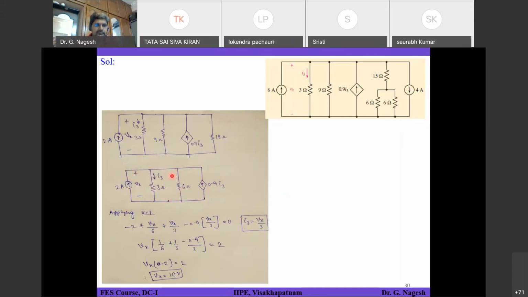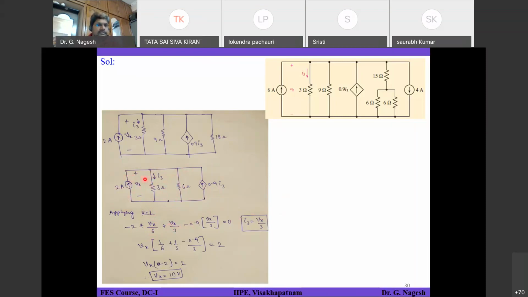So what is the current flowing in this 6 ohms resistor branch? Vx divided by 6 ohms. What will be the current flowing in this 3 ohms resistor? Vx divided by 3 ohms. So these two terms I have already written. Now I want to know what is the current flowing in this current source branch.